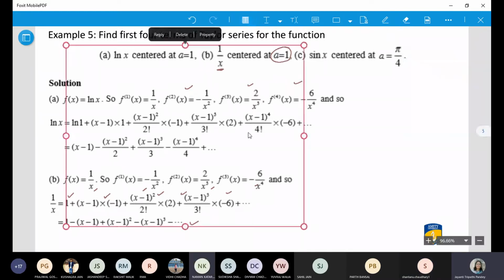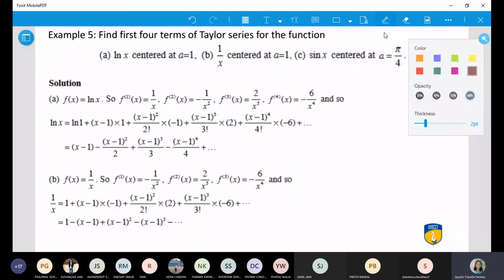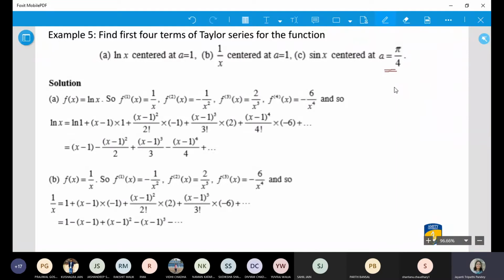Yes, ma'am. Now there is a third part of the question, that you have to find the expansion of sin x centered at a is equal to pi by 4. Now here, how will you start? You will do the expansion using x minus pi by 4. Here you have used x minus 1. So let's see how it is done.